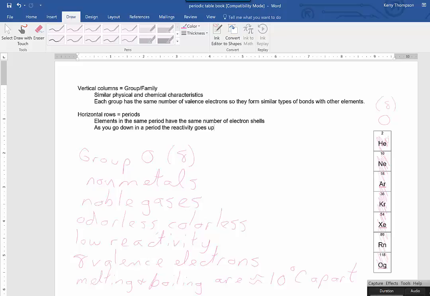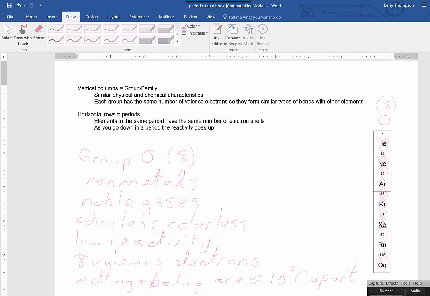This is because the nobles don't like to mix with other people because they're just not common, and they don't want to have to mix with the commoners. So the noble gases are very low reactivity, and they are not interested in mixing with other chemicals. In chemistry terms, it's because they have 8 valence electrons, but we'll get back to that in just a minute.